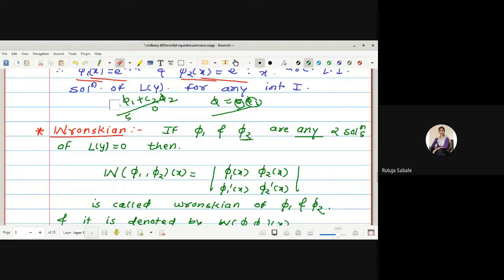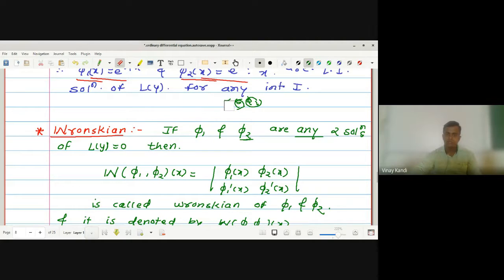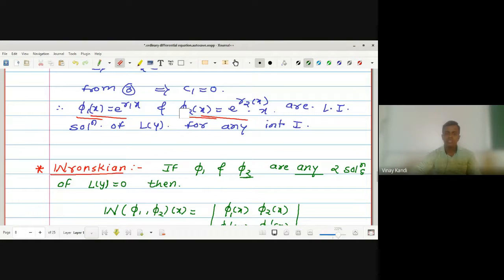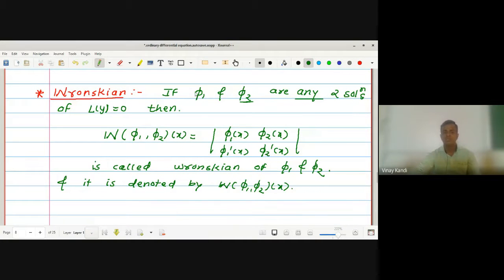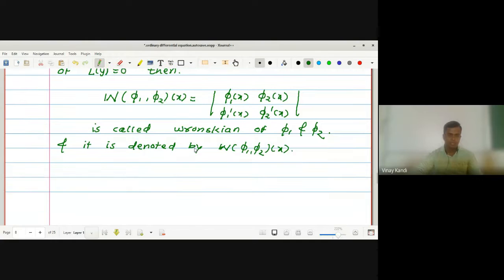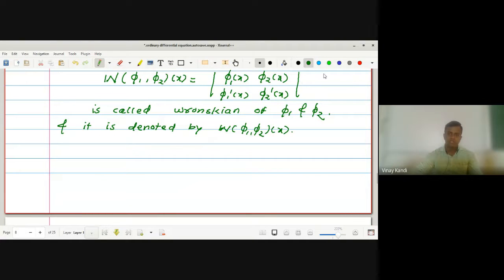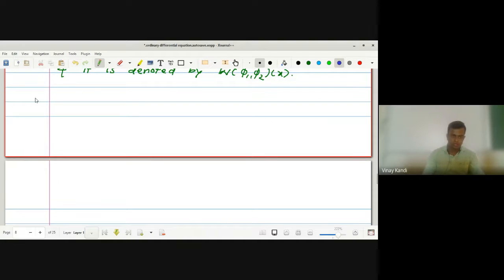Here, any two solutions and linearly independent solutions are two different things. Remember this well. So this is the definition of the Wronskian. If phi 1 and phi 2 are any two solutions of L of y, then the Wronskian of phi 1 and phi 2 of x we can denote like this. Now the theorem on this. The next theorem is, okay, what is the theorem?